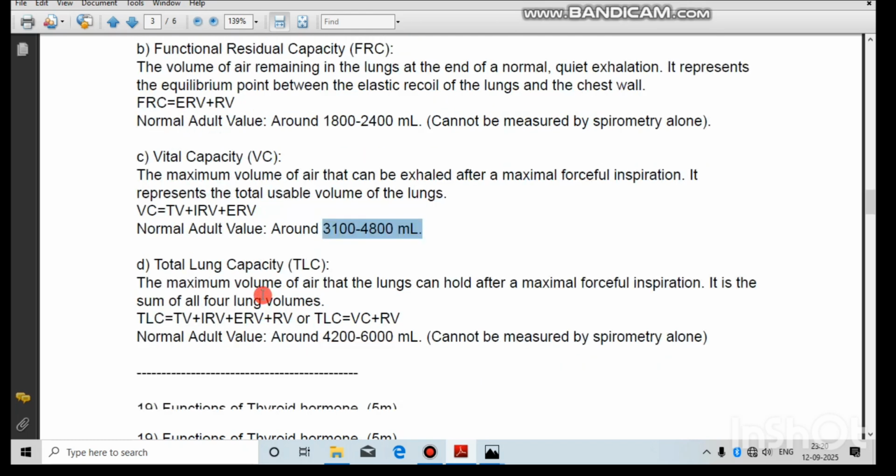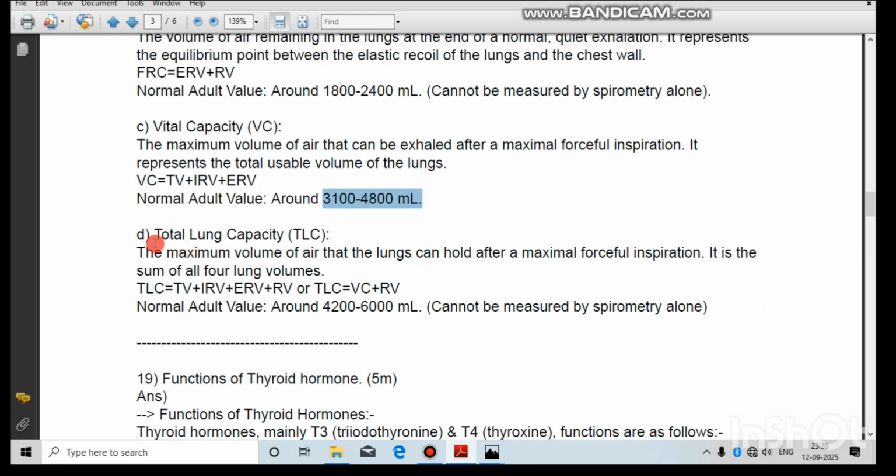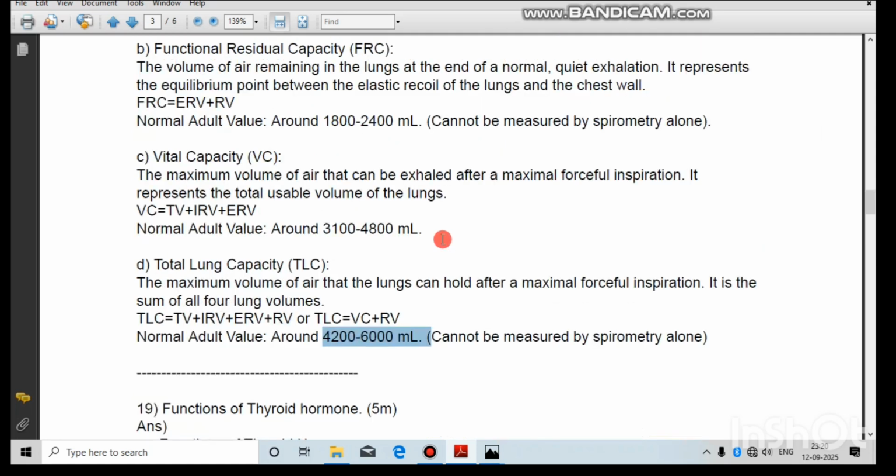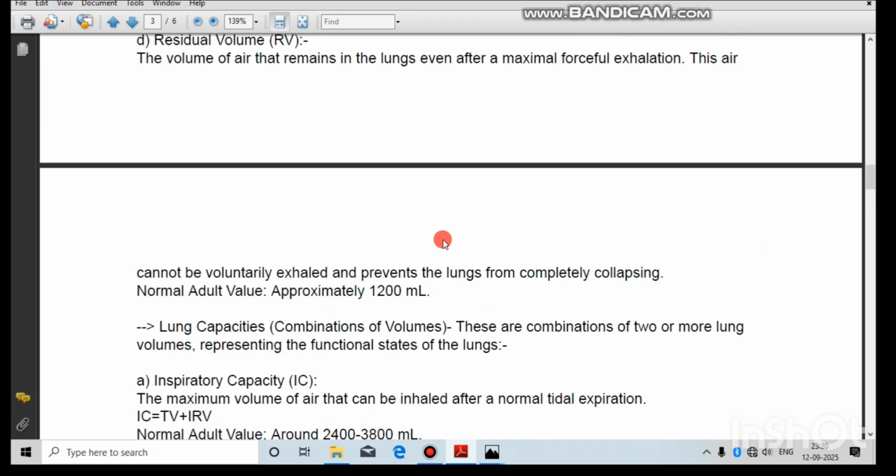The last capacity is total lung capacity. In total lung capacity we are going to add all the things, guys: TV plus IRV plus ERV plus RV. That will give somewhere around 4200 to 6000 ml of air. So this is all about the lung volumes and capacities, guys.